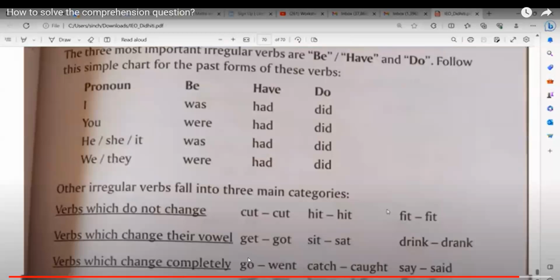Okay, Abhishita, can you give me an example with I and was? I was busy listening to music. Very good. Excellent. I was busy listening to music. Super.